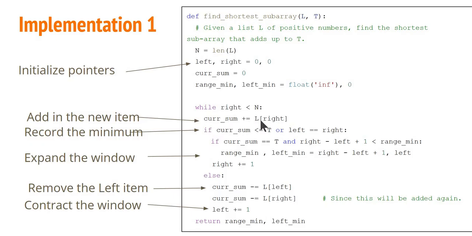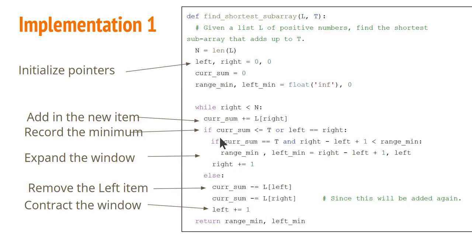So that's what I'm doing. I'm adding to the current sum. If I find the current sum is less than or equal to target, remember, less than or equal to target, I just find out if I have found a minimum window. So that's this portion. And then I expand the window. Now there's one more condition here, left equals right. We'll talk about this a bit later.